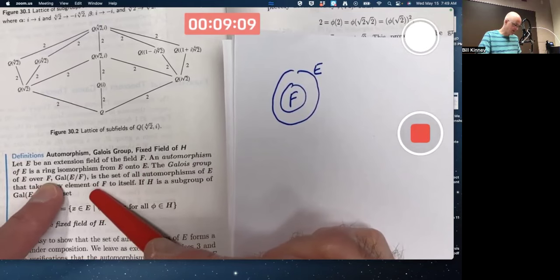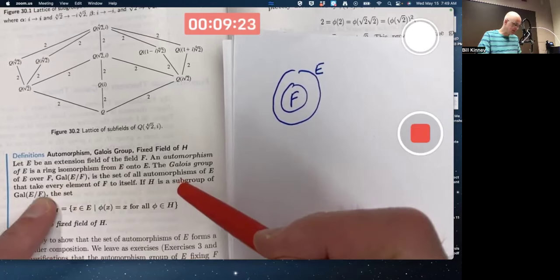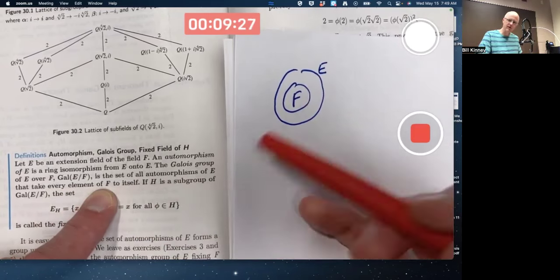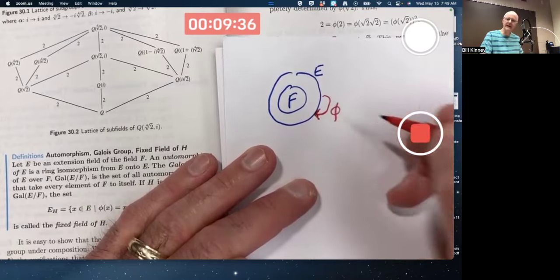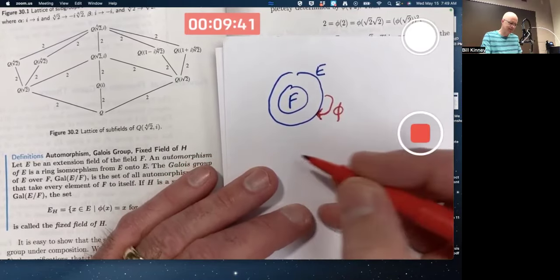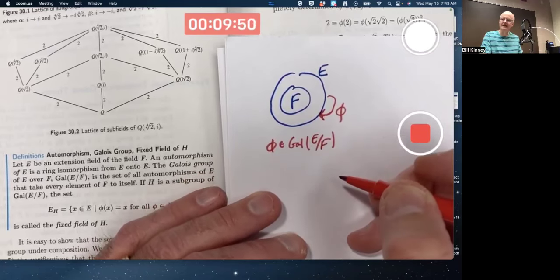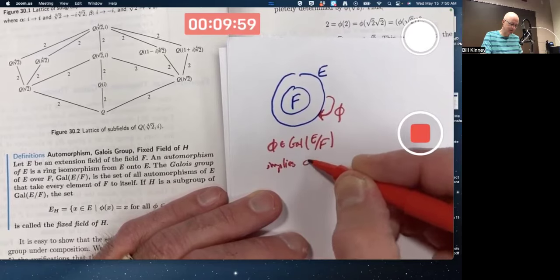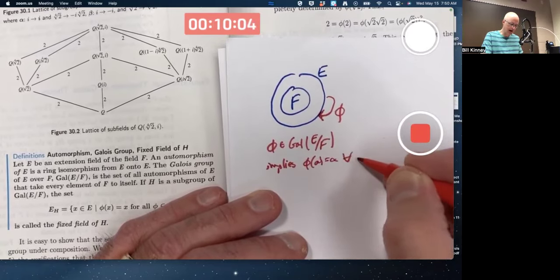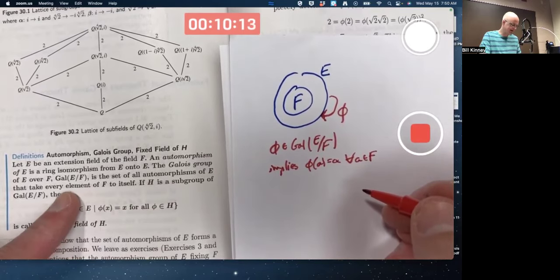The Galois group of E over F, written like this, Galois of E over F, by the way, has nothing to do with quotient groups or quotient rings here. I guess I should say factor groups or factor rings. It is the set of all automorphisms of E that take every element of F, the smaller field, to itself. So an automorphism of E maps E to E. Maybe you could just draw a little arrow like this and a phi, indicating phi maps E to E. But phi being in this Galois group, yes, it does mean phi is an automorphism of E, but it also means, this implies phi of a equals a for all a in the base field F. It fixes all elements of F, sends every element of F to itself.